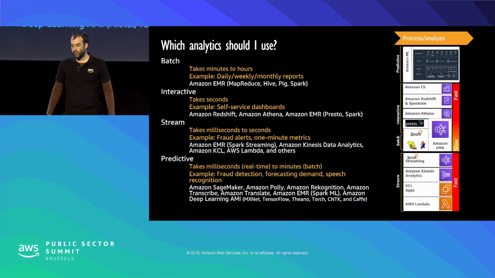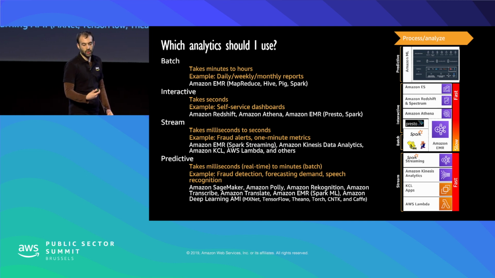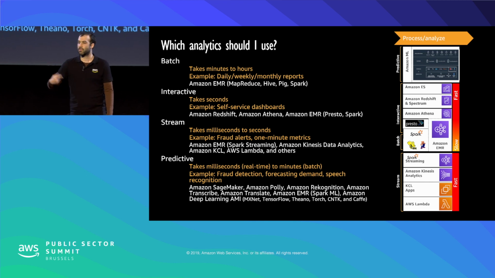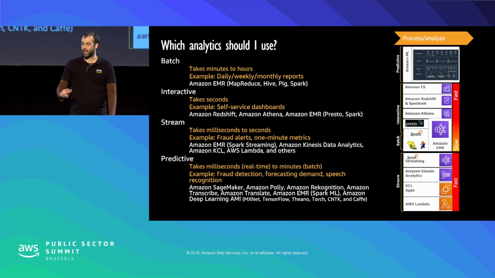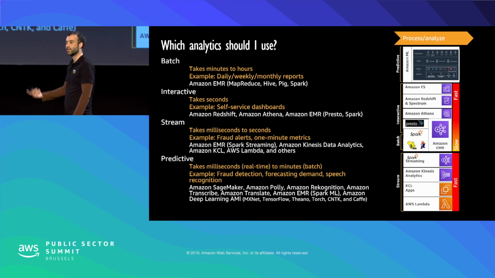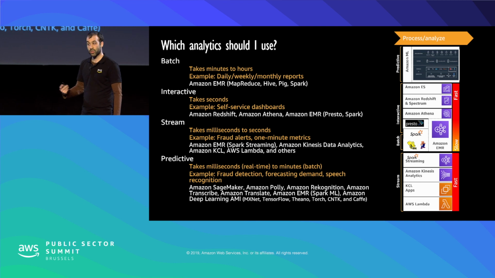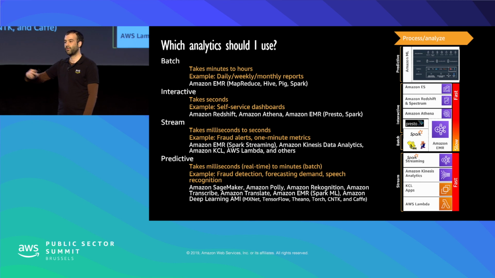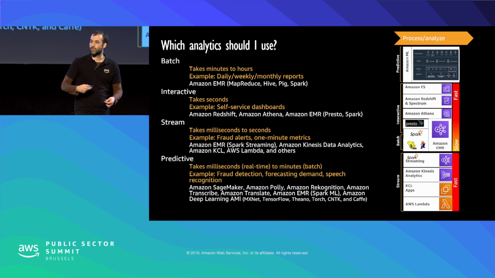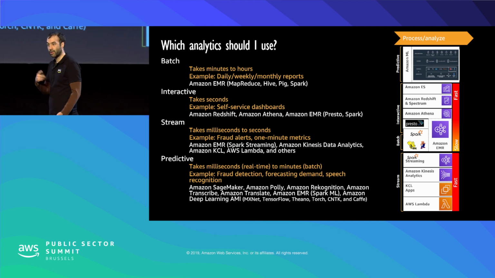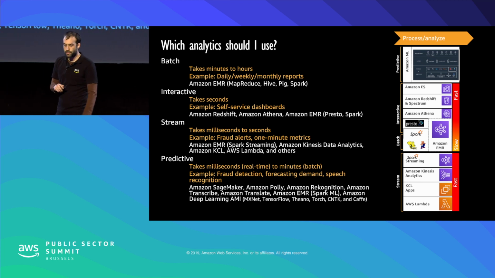Just a couple of examples before we move on. When it comes to batch analytics, think of it as reports that are running monthly, weekly, or daily. The first service that comes to mind is Amazon EMR with tools like Hive or Spark. Interactive analytics is like a self-service dashboard, something where you want to get answers from the system within seconds. The services there would be Redshift, Athena, EMR running Spark, or EMR running Presto.